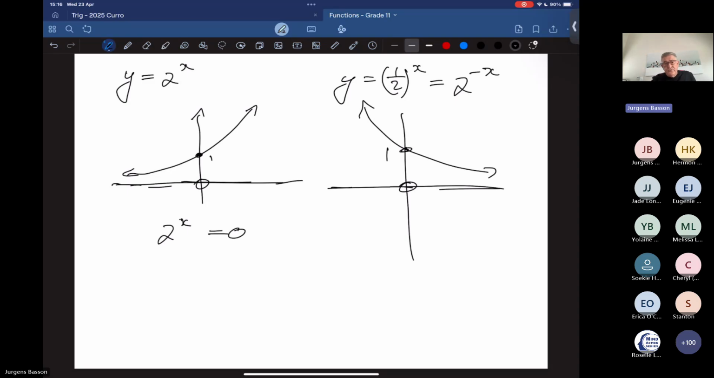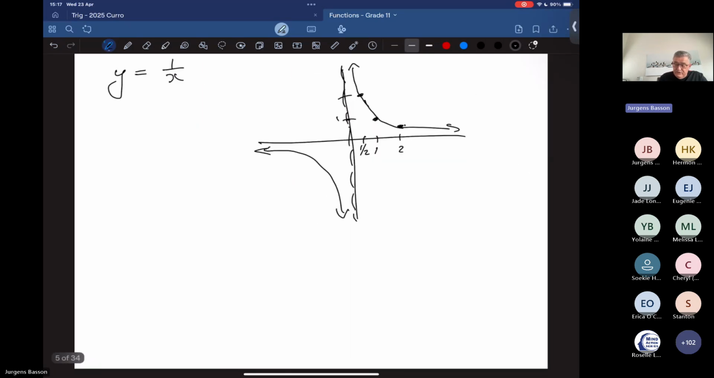A base of 2, doesn't matter what the exponent is, will never be 0, because if it's a negative exponent, it will become a fraction. Positive exponent, it will become bigger. If x is 0, it will become 1. So there is no solution for x, this particular one, and that is why we've got an asymptote.